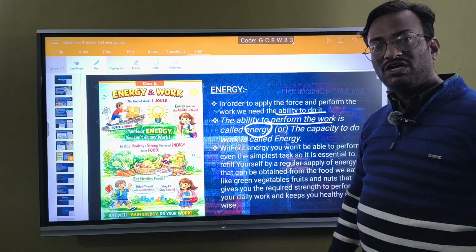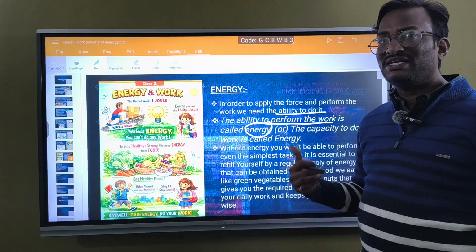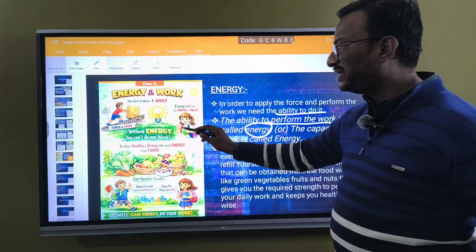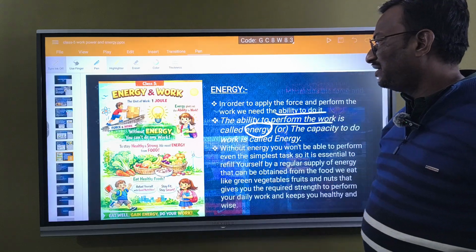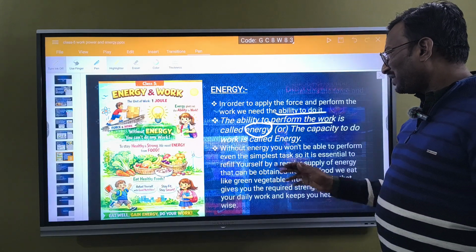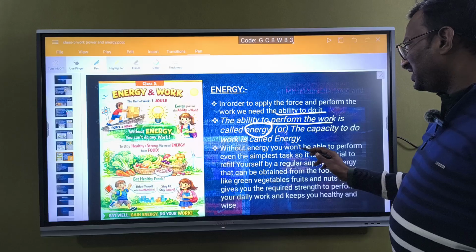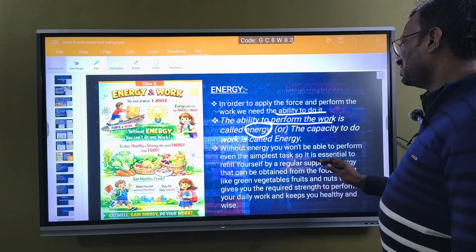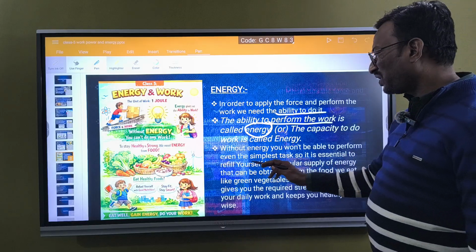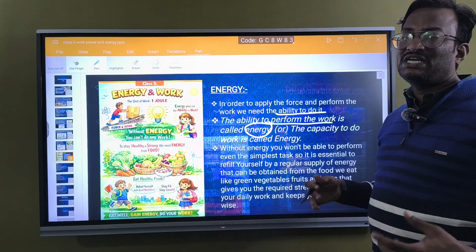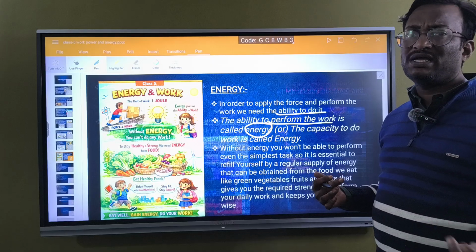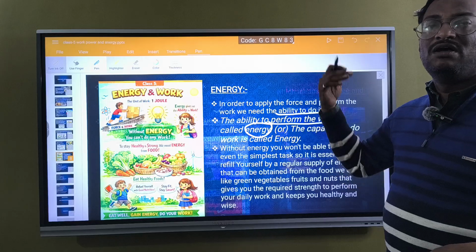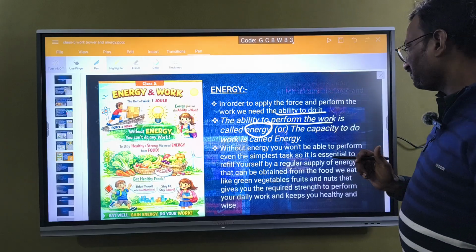When we eat food, we gain energy. With that energy you can do a lot of work. Without energy you can't do any work. Without energy you won't be able to perform even the simplest tasks. So it is essential to refill yourself. That is why we eat food in the morning, afternoon and evening, because we are gaining energy by taking food, water, fruits, etc.